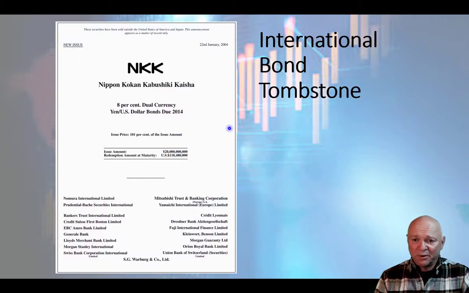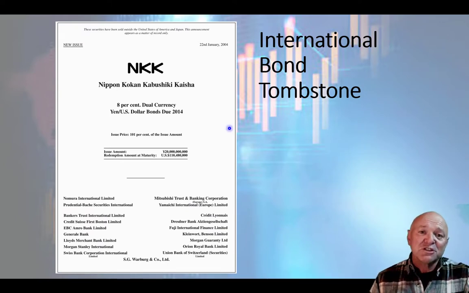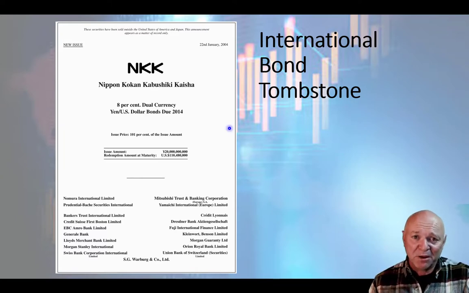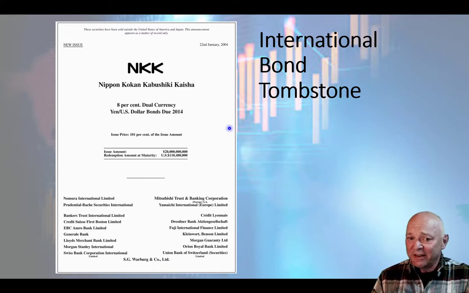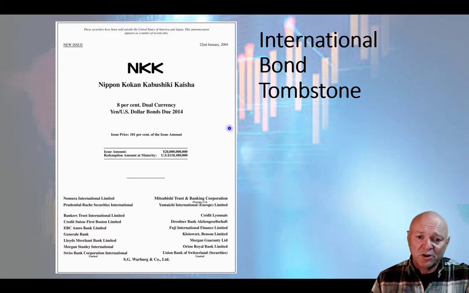An example of that, here we have what we call a tombstone. Essentially, it's an advertisement in financial publications that's provided as an advertisement for the issuers. It's basically the place where you go to brag about what a big deal that you just did. In this case, the financial instrument is issued by Japanese steelmaker NKK, and it's rather a complicated instrument. It's called a dual currency bond in yen and US dollars. This particular bond is for an issue value of 20 billion yen, which will be redeemed as $110 million.